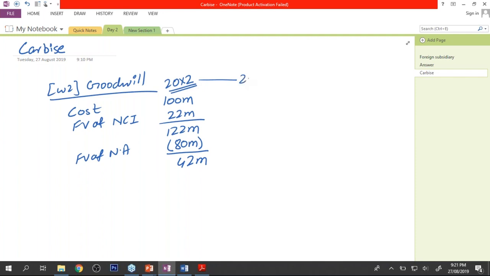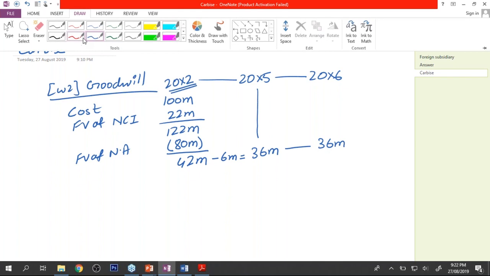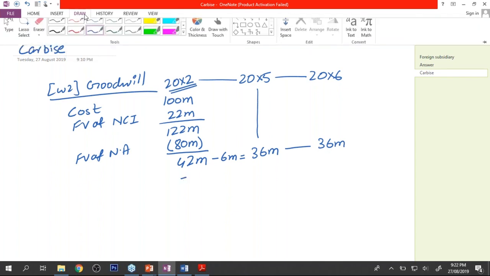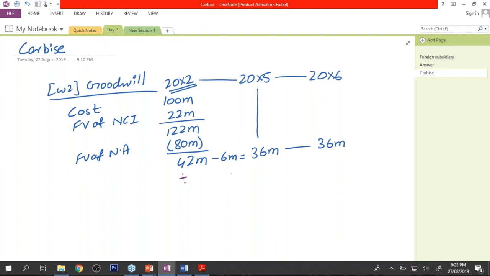Now the goodwill actually got impaired in 20x5, and the question wants us to calculate the goodwill at 20x6 as well. So we are going to calculate goodwill of 20x2, 20x5, and 20x6. So now the goodwill got impaired by 6 million, and on 31st December 20x5 this became 36 million, which was the same at the year end of 20x6 as well. Now what we need to do is simply divide this by the rates of the year ends.